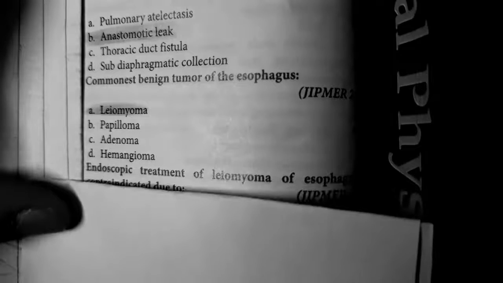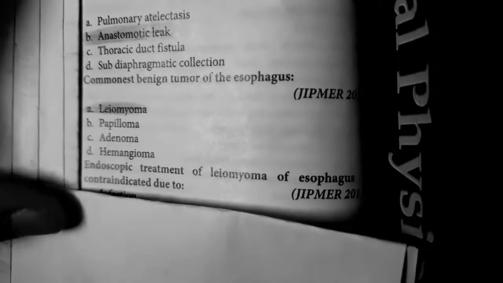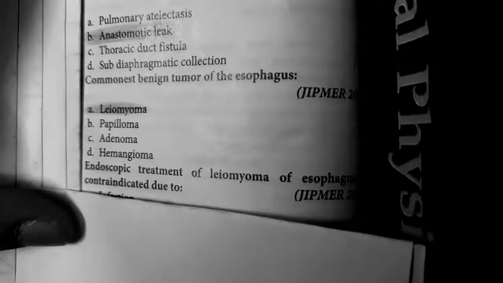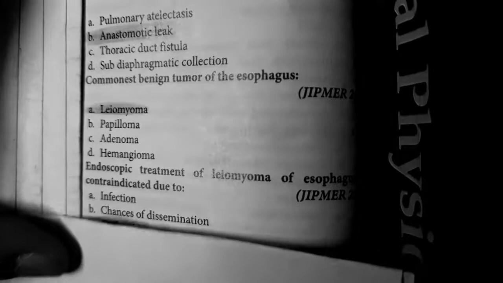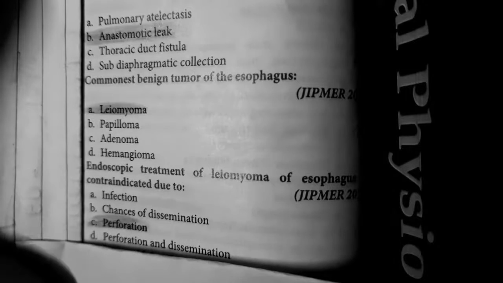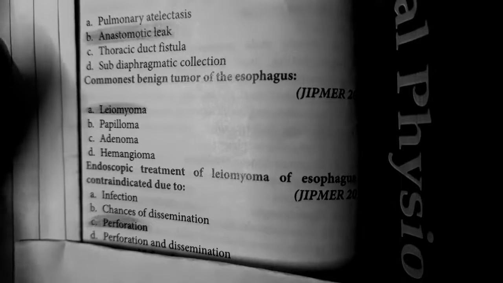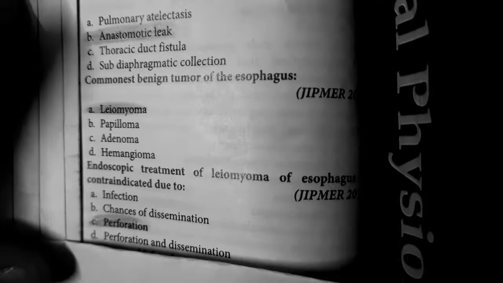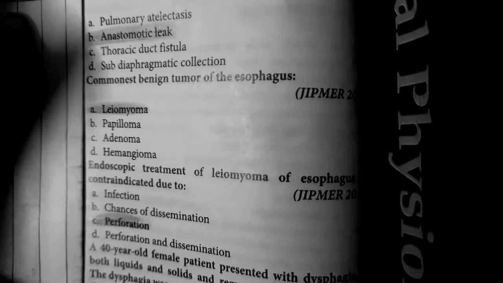Then question number 7. Endoscopic treatment of leiomyoma of esophagus is contraindicated due to. Endoscopic treatment of leiomyoma is contraindicated due to perforation, because there is increased risk of perforation in leiomyoma. So endoscopic treatment of leiomyoma of esophagus is contraindicated.